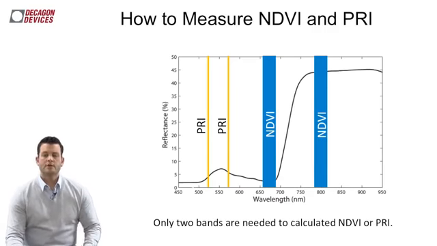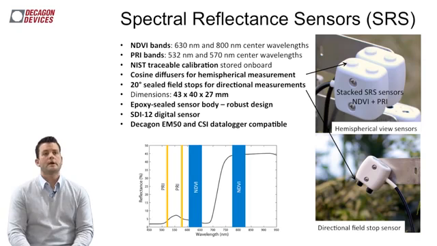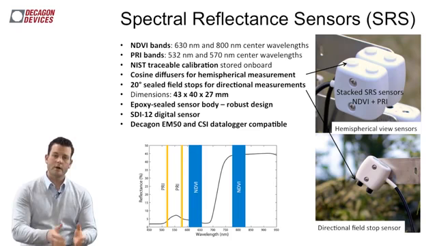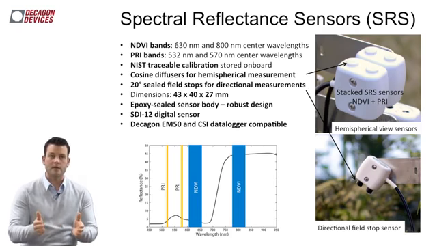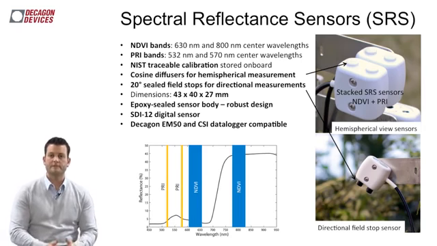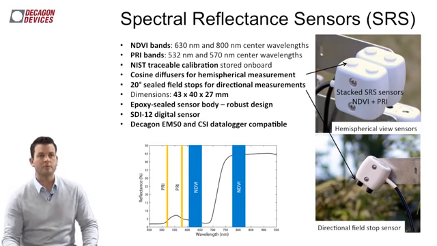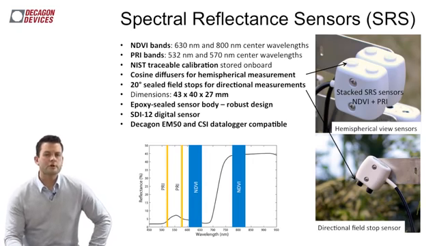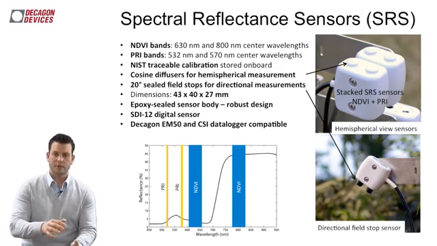So I'd like to take a moment and talk to you about Decagon's latest instrument that is just about ready to release. That is the spectroreflectance sensor, and there are 2 different flavors. One is the NDVI, so it has bands centered at 630 nanometers and 800 nanometers, designed for NDVI measurements. And then the other has bands centered at 532 nanometers and 570 nanometers, designed for measuring the PRI vegetation index.